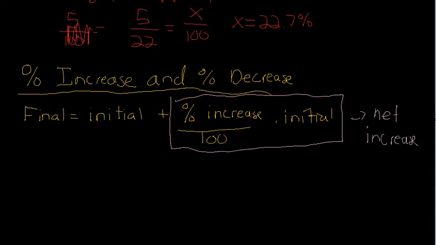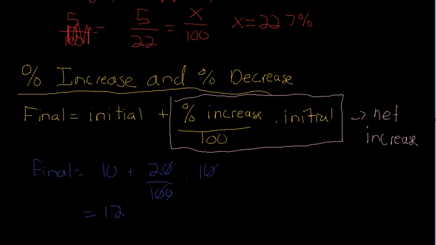And what I mean by that is, let's say I increase 10 by 20%. So let's see what happens when I do that. If I'm increasing 10 by 20%, my final value is going to equal my initial value, which is 10, plus my percent increase over 100 times my initial value, which is again 10. So those cancel there, and then those cancel. So we can see that the final value would equal 12.